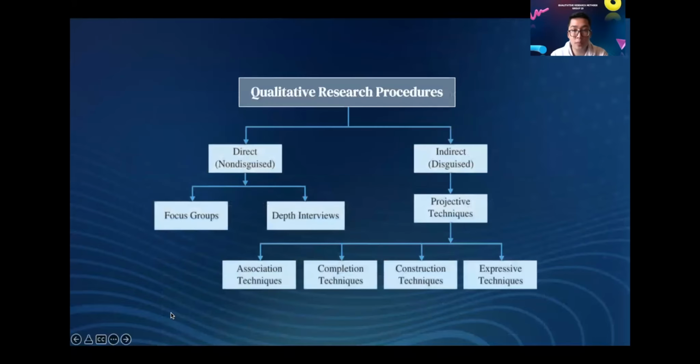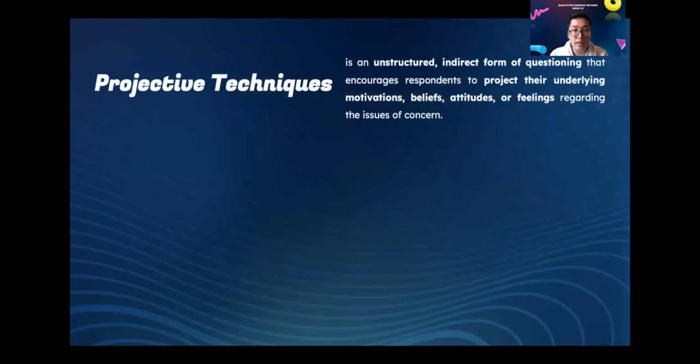Okay, so for the next part, we'll take a look at another area of the qualitative research procedures, that is the indirect or disguised qualitative research technique, and that includes the projective technique. The definition of the projective technique is that it is an unstructured, indirect form of questioning that encourages respondents to project their underlying motivations, beliefs, attitudes, or feelings regarding the issues of concern.